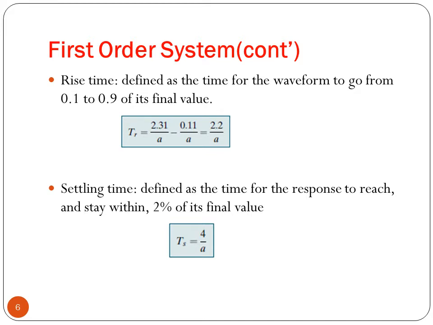So for the first order systems, we can calculate the rise time and the settling time as follows. We will go through these in more detail in the next slide. So far we only have to notice that we can calculate only these two values, the rise time and the settling time.